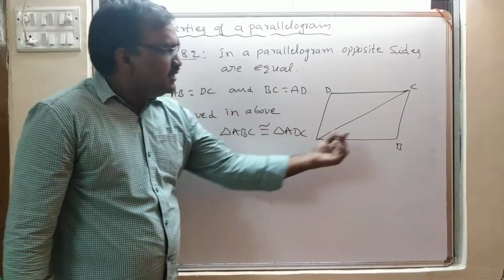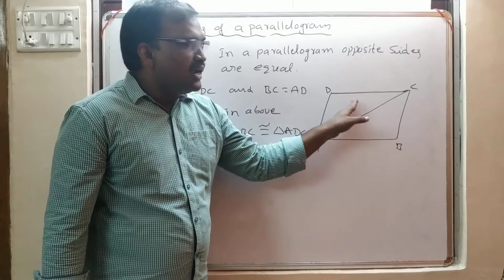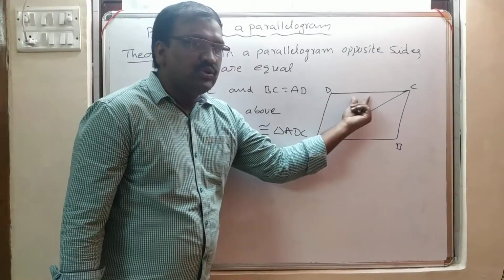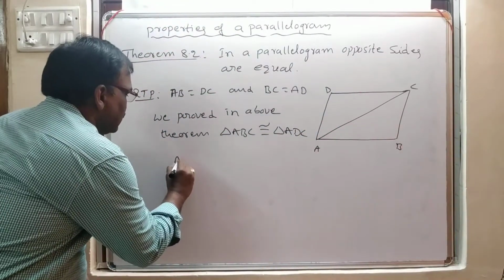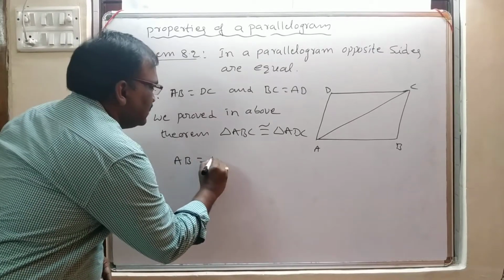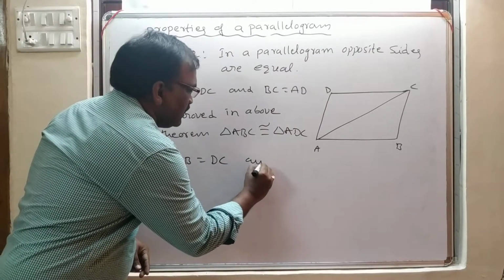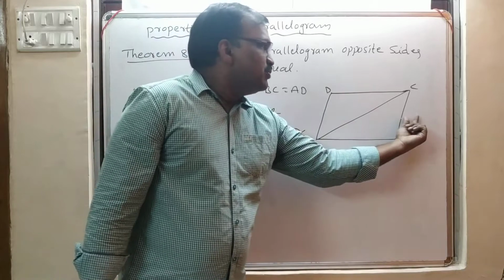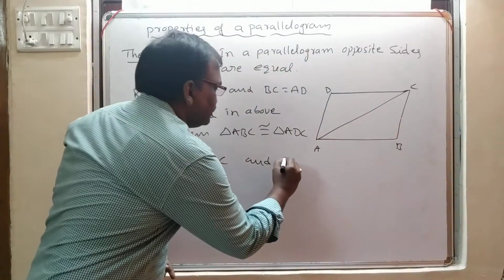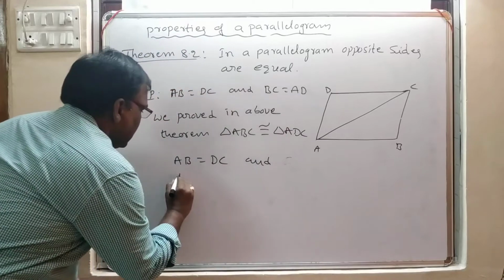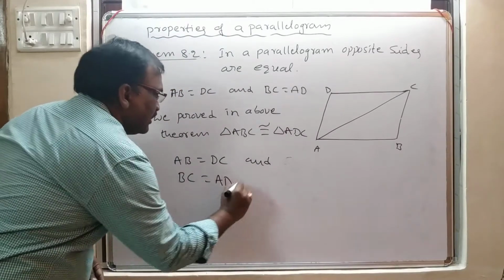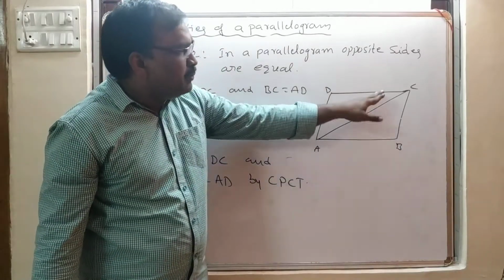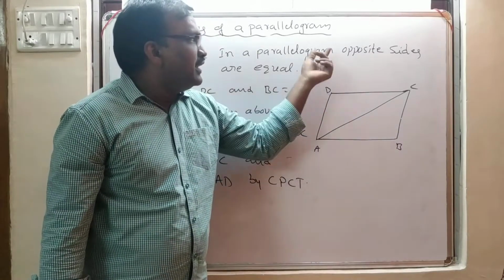So triangle ABC is congruent to triangle ADC. Once the triangles are congruent, their corresponding parts are equal. So here AB corresponds to CD. So AB is equal to DC, and BC and AD are corresponding sides. So BC is equal to AD, by CPCT. So both pairs of opposite sides are equal in a parallelogram.